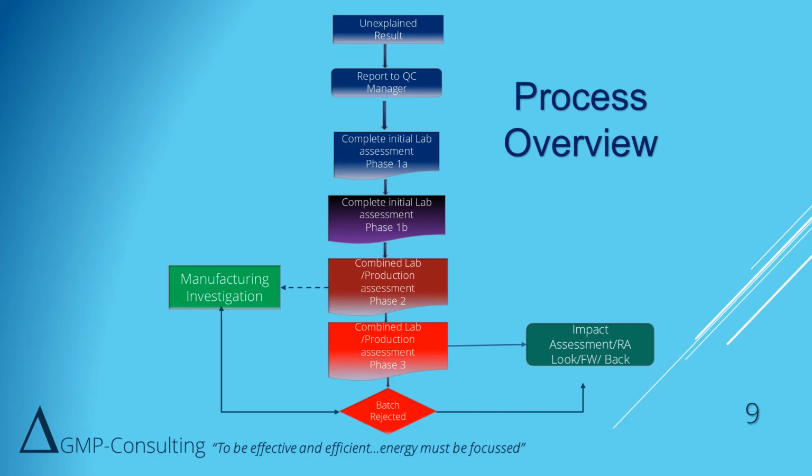If it goes beyond that, then this is the first time it becomes a combined production and lab investigation, and it's important to understand that this phase is where you do talk about retesting the same sample or potentially new samples, but it's much more complicated, and we'll get into that later. Phase 3 is a final combined production and lab assessment, and that's when you discover whether it's a real OOS and the product is defective and the batch is rejected, or not. And that then goes through the CAPA system as usual, and you may have reworks and things like that to do.